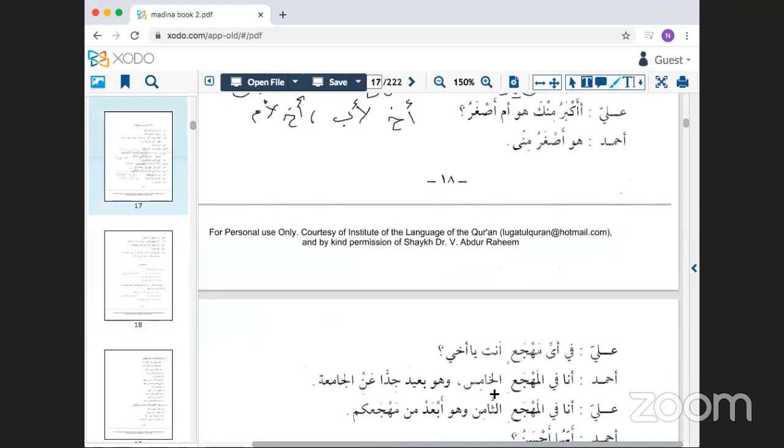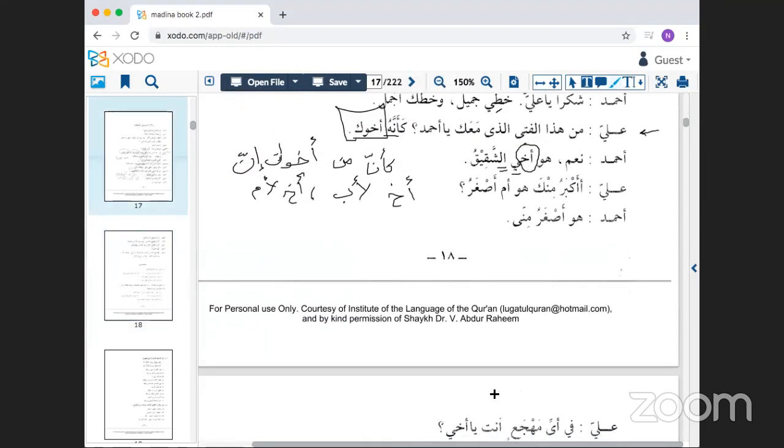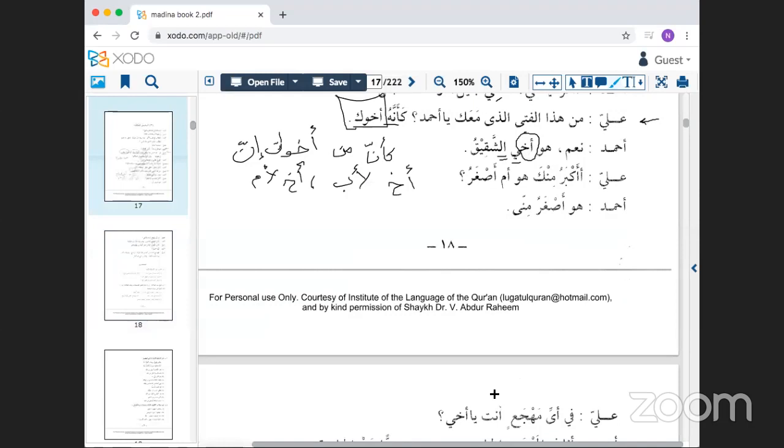Let's just quickly read so that we didn't miss anything. Keep going, akhi, please.